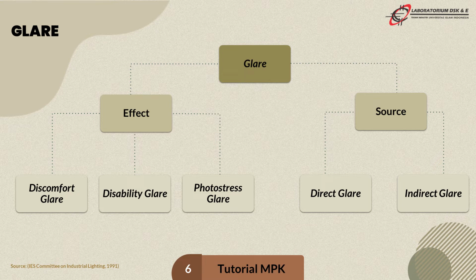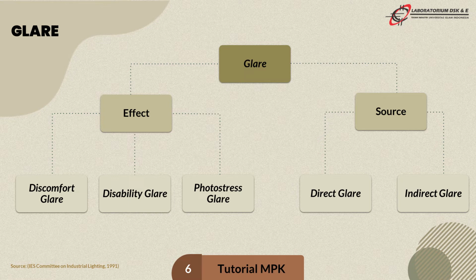Direct glare, which is generated from a light source that is not sufficiently protected in the visual area, and then the second is indirect glare, which is generated from objects that have high luminance and is reflected by surfaces in the visual area. Meanwhile, based on its effect on humans, glare can be divided into three.